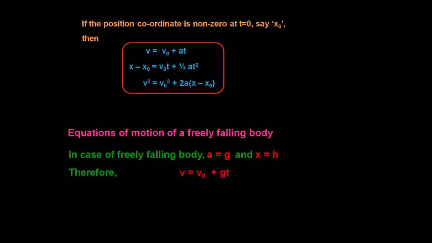So the equation of motion therefore is V is V naught plus gt. H is equal to V naught t plus half gt square. Since s is equal to ut plus half at square, in place of s we can write H. So the equation of motion, now by using the concept of class 11 calculus, where we use differentiation.